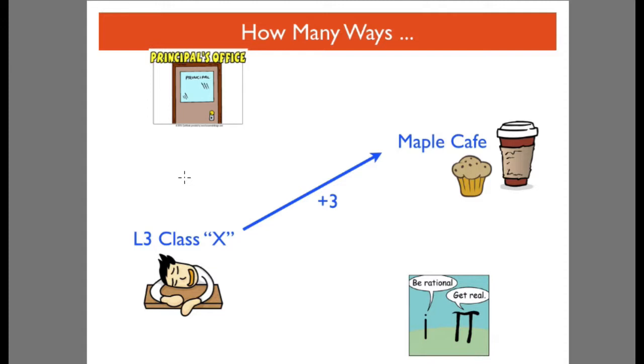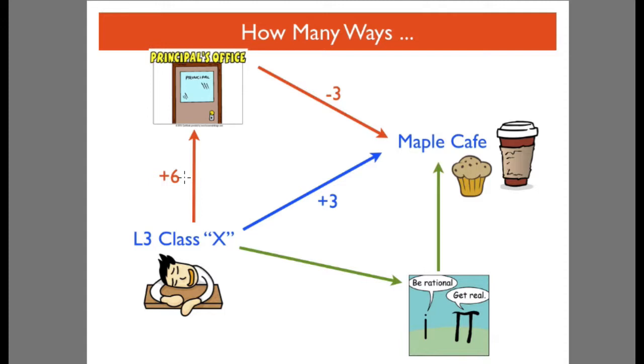We could also get to the Maple Cafe though by going up to the principal's office and then back down to the Maple Cafe. We'd be going 6 up and 3 down. Of course, 6 up and 3 down is the same as 3. Alternatively, we could go down to the math floor, the 2nd floor, and then go up to the Maple Cafe. And that'd be -1, +4, which again would give us 3. So no matter which route you take, the sum of the change is always +3.